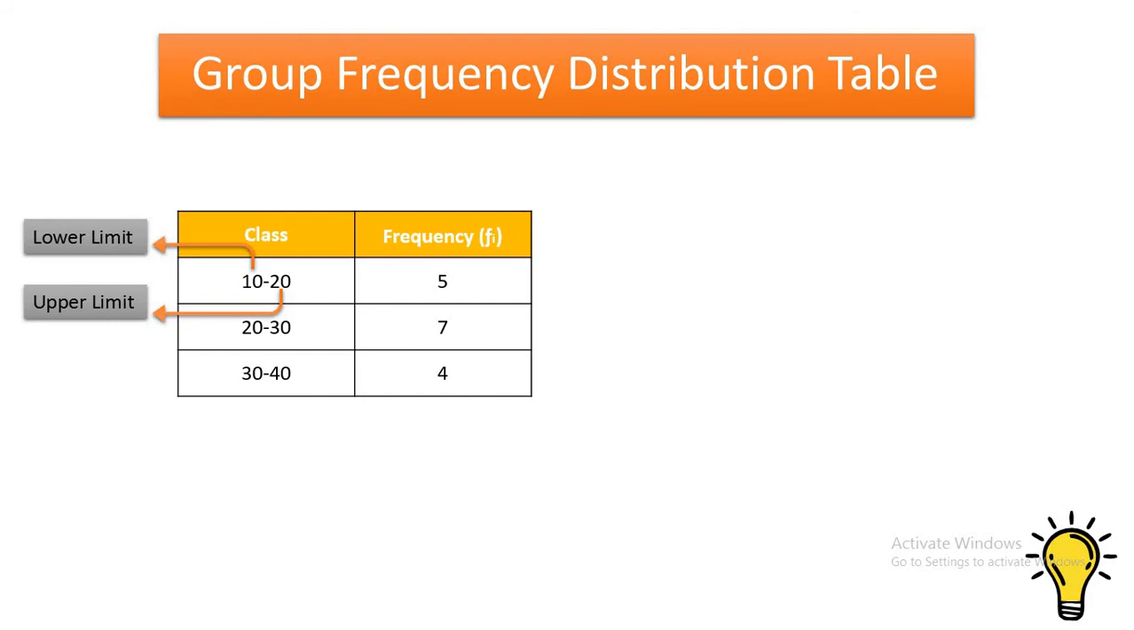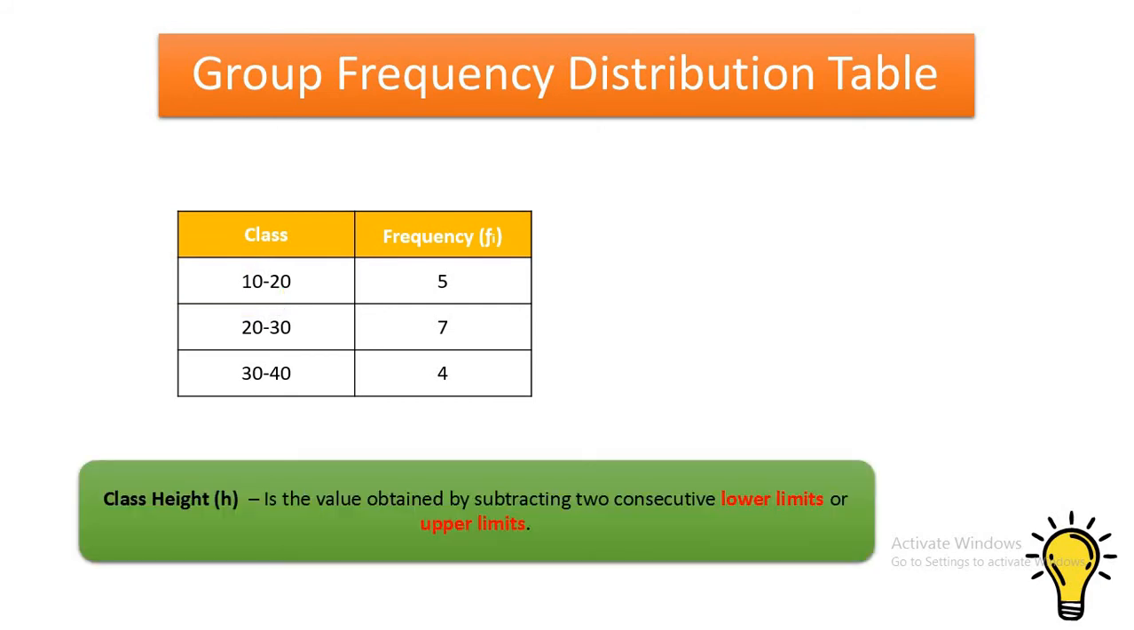Now moving further, there are two more important terms you need to understand about class. The very first term is known as class height or class width. This is denoted by small h. So what is class height? It is basically the value obtained by subtracting two consecutive lower limits or upper limits.